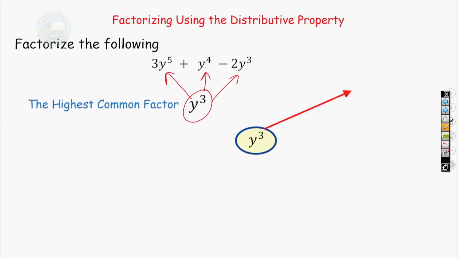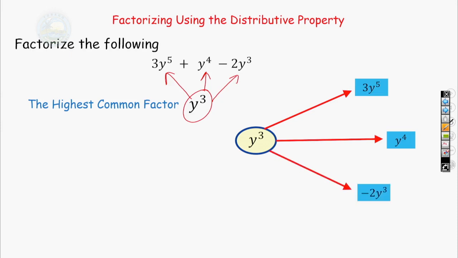Let's see. Okay, so we want to get 3y fifth. What again do we want? We want to get y fourth. And we want to get negative 2y cubed. Remember we said signs are important. Here, the negative sign, we don't usually write the positives, as you can see here. But the negative signs, it's important for us to state them, because the positive is understood. The negative, no, we don't understand that. We need to write it in.